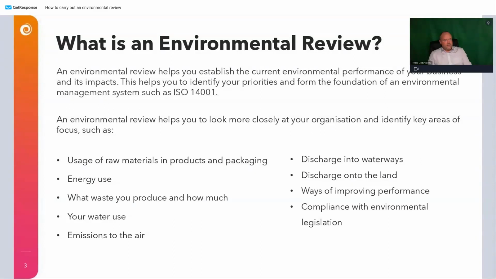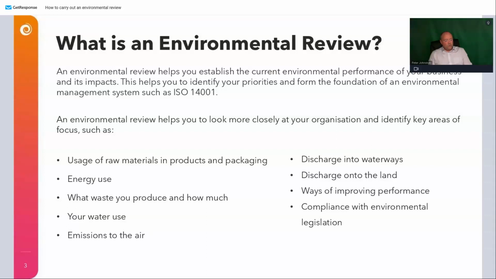So some of the things you might want to consider when you're conducting your environmental review is use of raw materials, whether that's actually in something that you manufacture or whether that's something that you use for packaging. Your energy usage and where that energy comes from. What waste you produce and how much and what you do with it. Your water usage, something that a lot of people forget when they're first starting out with their environmental review, but water usage is actually quite a big thing. Emissions to air, again, a lot of people sit there and say, well, we don't have a chimney, therefore we don't have any emissions to air, but you'll be surprised as we start looking through, there are quite a few things that we have to consider.